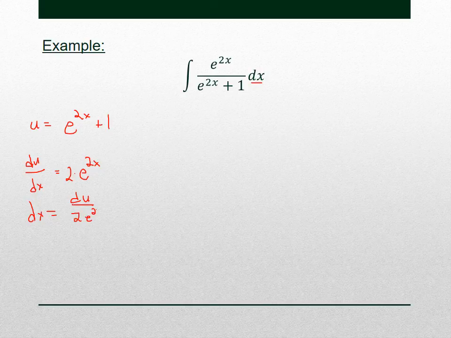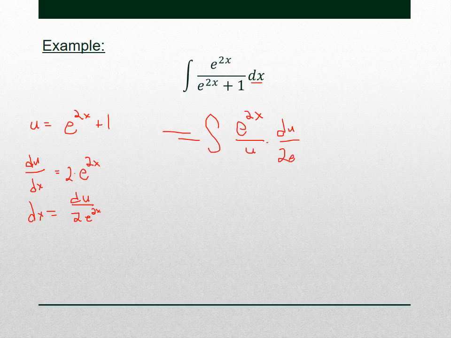And now when you substitute everything in, what do you get? You get the integral of e to the 2x over u times du over 2e to the 2x. Because we let u be the entire denominator, that e to the 2x showed up in the derivative, and so we can cancel it. And we're able to get just 1/2 the integral of 1 over u du, which is something we should recognize.